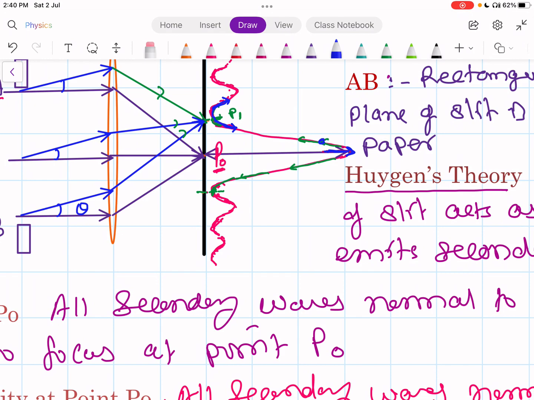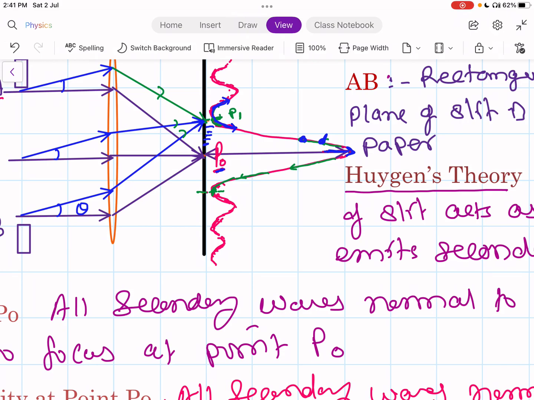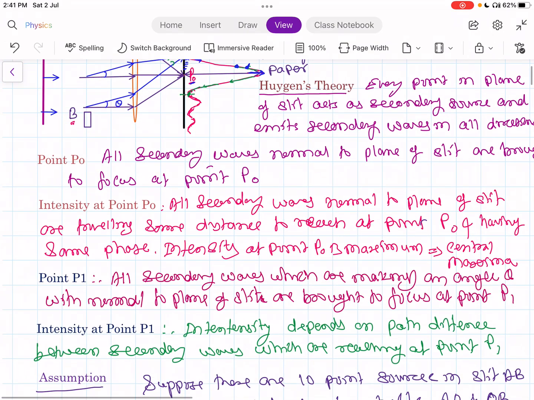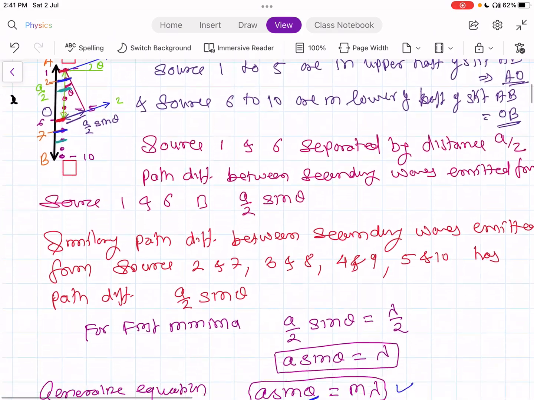Then at this point, let us consider at this point or this point. So those secondary waves which are reaching other than point P naught, maybe here, here, here, here, will be having some phase difference between them. These secondary waves will not make an angle zero with the normal to the plane of the slit. They will make some angle to reach the next point, maybe at this point. Then what would be the intensity and how to calculate intensity at that point?